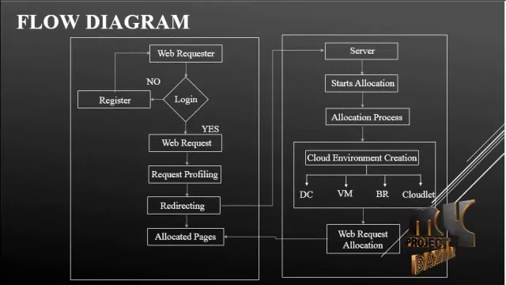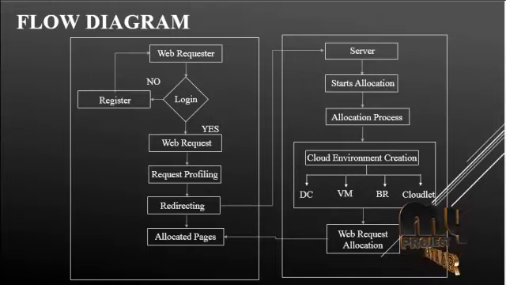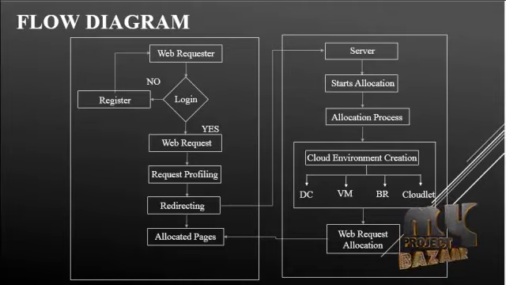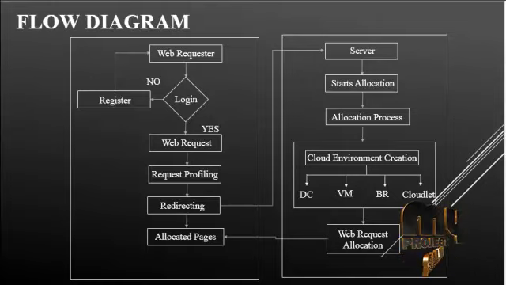Then comes the flow diagram of our process. Here the web request, that is the web application data, is allocated in the server. This process shows how the web application's data and the request are consumed by the server and allocated in the server. The web requester has to register and log in for the process, so that only an authorized person can use this. The authorized person will send the web request, that is, the web application data will be sent.